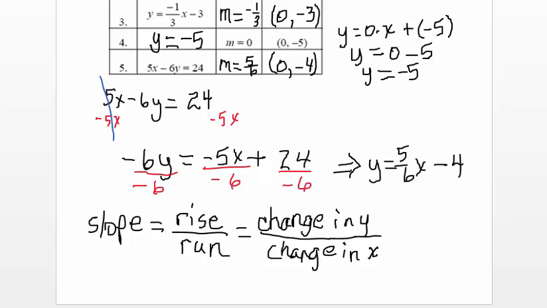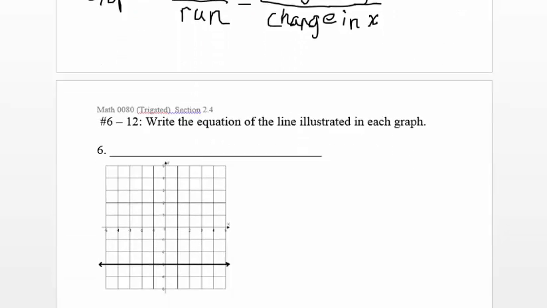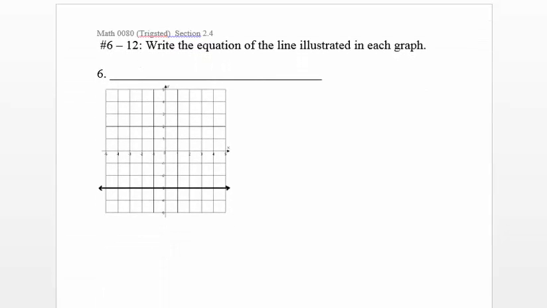So let's look at some of the other information. We have a picture of a graph, and we're being asked to write the equation of the line. Now what you'll notice here is that this is a horizontal line. So the slope is 0. Notice that the y-intercept here, here's our x-axis, is negative 3.